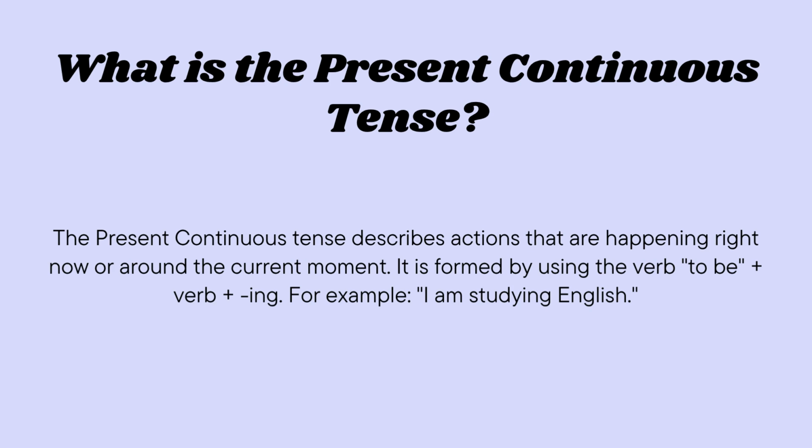The present continuous tense is used to describe actions that are happening right now, at this very moment. For example, "I am talking" means that I am speaking right now. It can also describe actions happening around the present time, even if not exactly at this second. This tense helps us express ongoing activities.